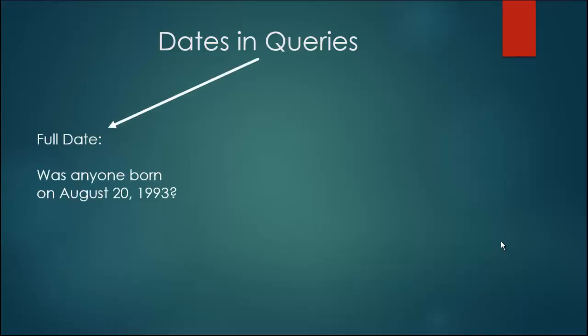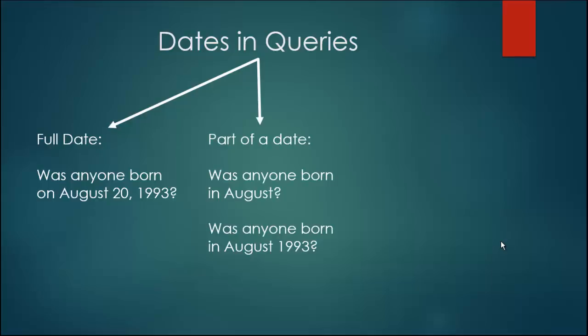We could ask about a full date. Was anyone born on August 20th, 1993? And you'll notice we've got all three pieces of the date there. August 20, 1993. So we know the month, the day, and the year. We might also ask about part of a date. So we might be interested in, was anyone born in August, but we don't care about the other two parts of the date? Or was anyone born in August 1993? So we've got two parts of the date, but not the third. Those are the two questions we can ask.